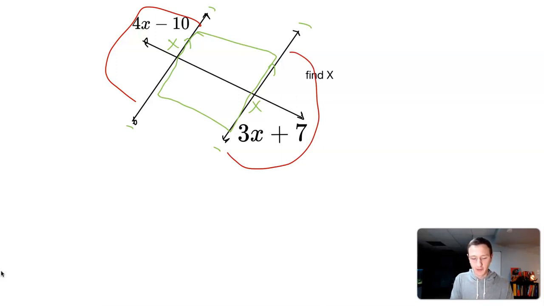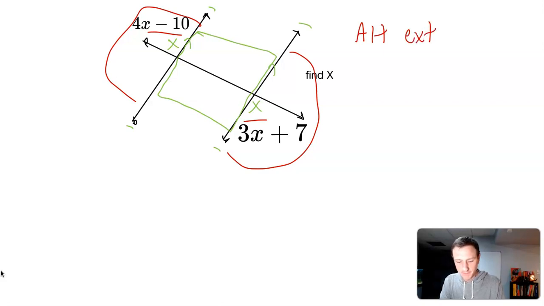So this is the exterior of the parallel lines, and these unknown angles that we're dealing with here are on alternate sides of the transversal cutting through those two parallel lines. So the relationship that we have is alternate exterior angles. And when we have alternate exterior angles, those angles are congruent.